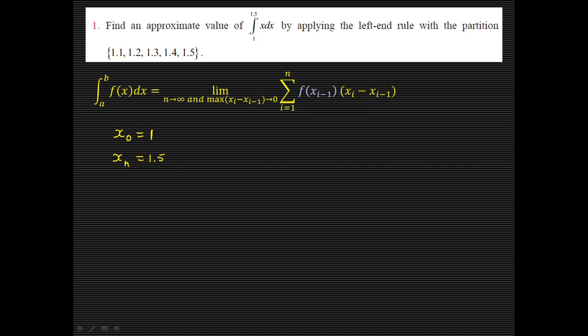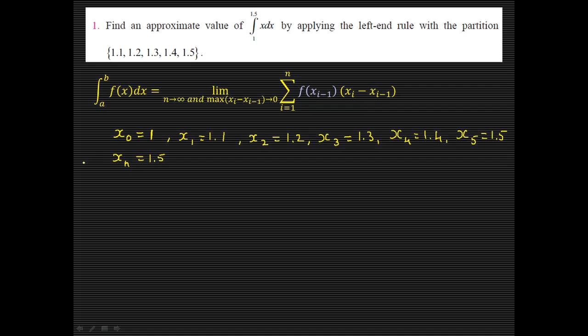Here they have split the given interval like this: 1.1, 1.2, 1.3. So if x naught is equal to 1, then x1 is 1.1. Then x2 will be 1.2, x3 will be 1.3, x4 will be 1.4, and x5 will be 1.5.